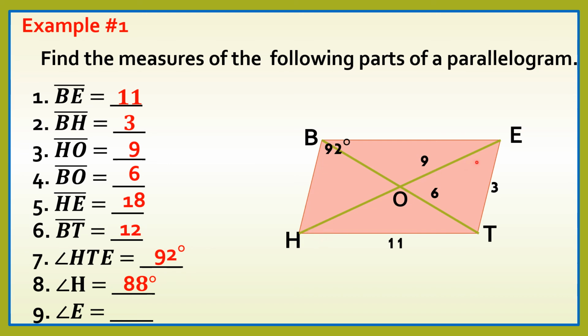How about angle E? So, si angle E natin, opposite ni angle H. So, kung ito ay 88, si angle E natin ay 88 din. Because angle H and angle E are opposite angles. And opposite angles of a parallelogram are congruent.